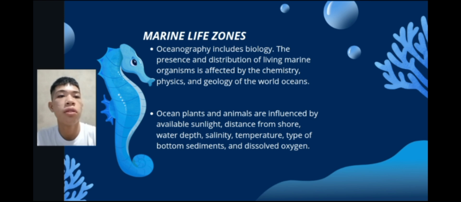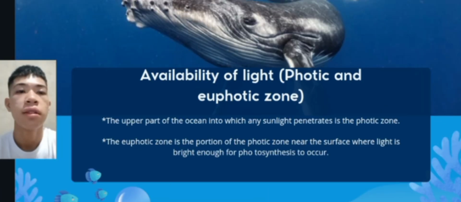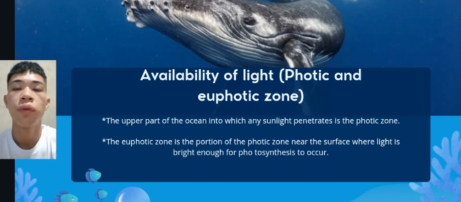Oceanography includes biology. The presence and distribution of living marine organisms is affected by the chemistry, physics, and geology of the world oceans. Ocean plants and animals are influenced by available sunlight, distance from shore, water depth, salinity, temperature, type of bottom sediments, and dissolved oxygen. Next is the availability of light, which is the photic and euphotic zone.